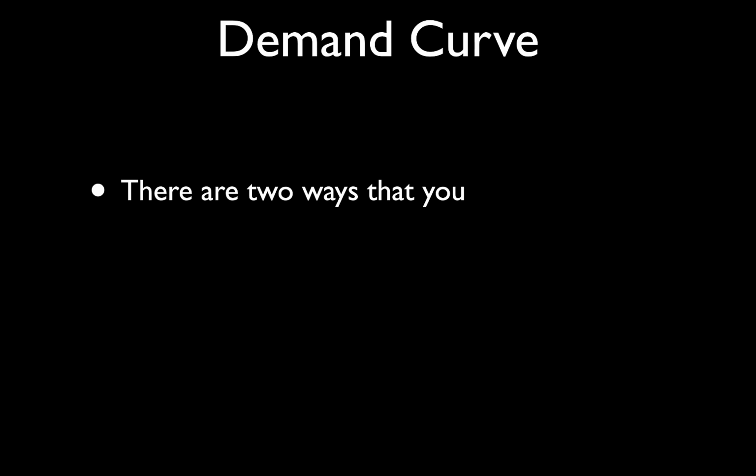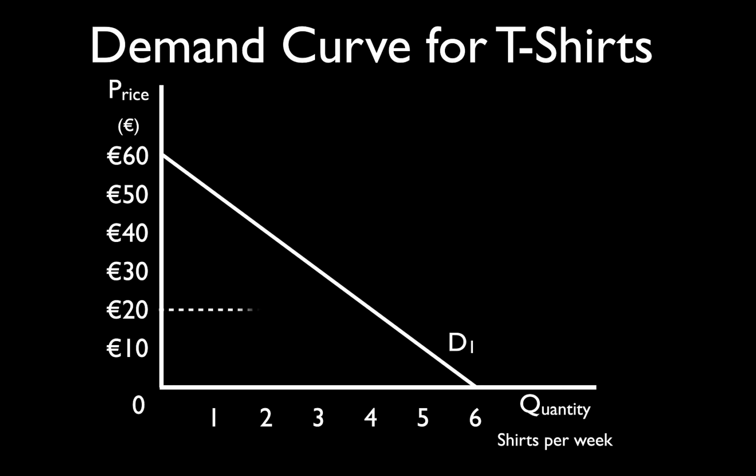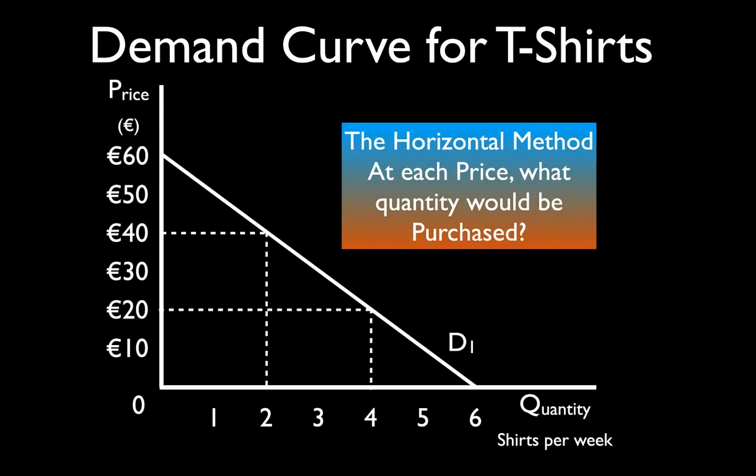Okay, now there are two ways to look at the demand curve. Just for the moment, let's say we're talking about the market demand curve, but you can look at it both ways. The horizontal method tells you the quantity demanded at each price, and this is the way that we've been doing it thus far. So if we go out from €20, at a price of €20, 4 shirts will be bought. This is the demand for t-shirts per week, far more likely than thousands. And if we go out from €40, we will see that 2 shirts per week will be purchased. At each price, what quantity would be purchased or demanded. That's all it's saying, right? We know that, we've been doing that all the way along.